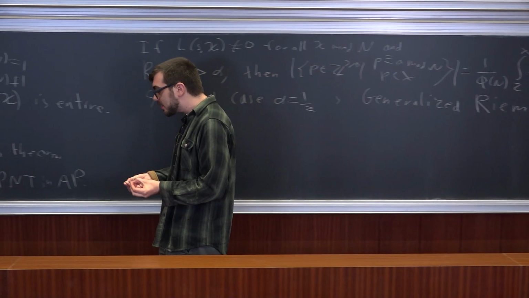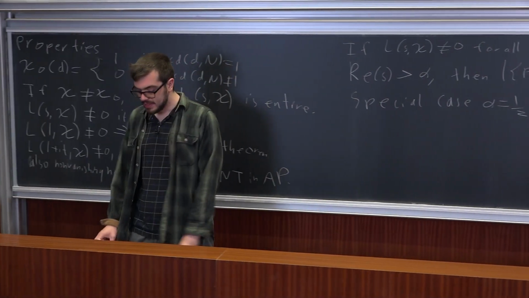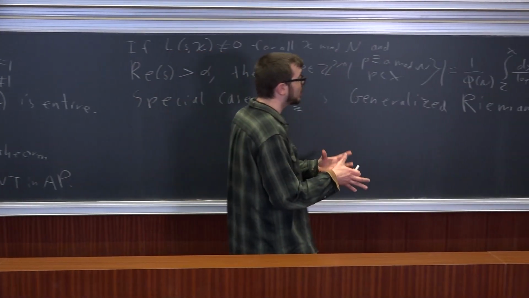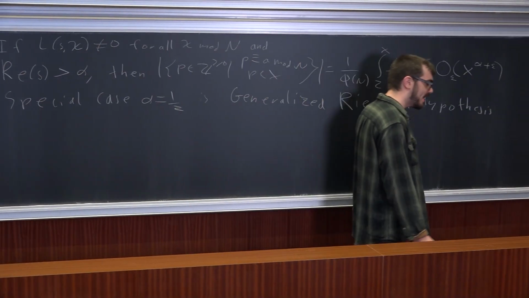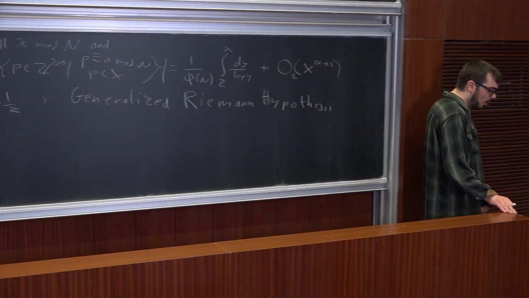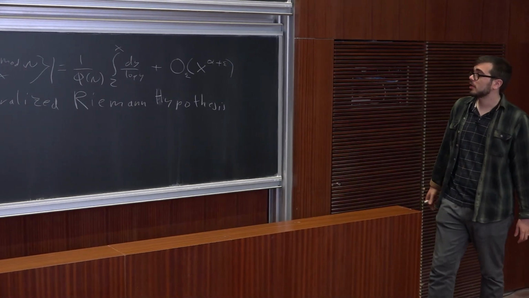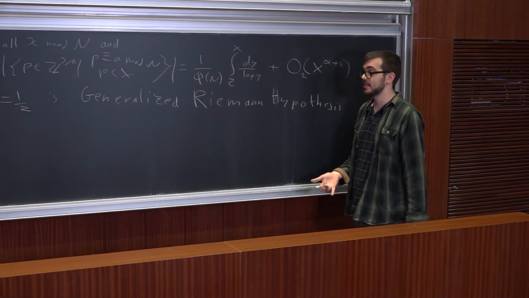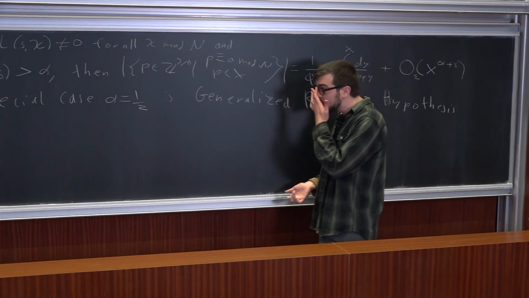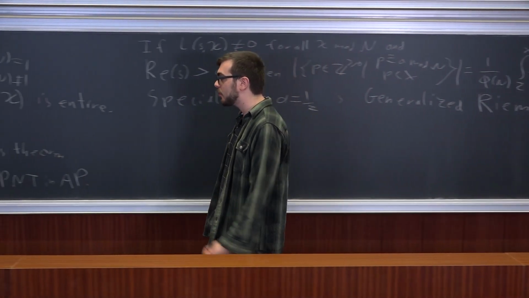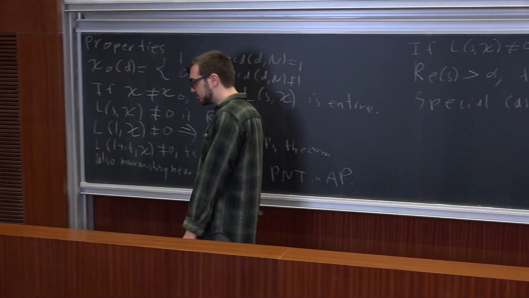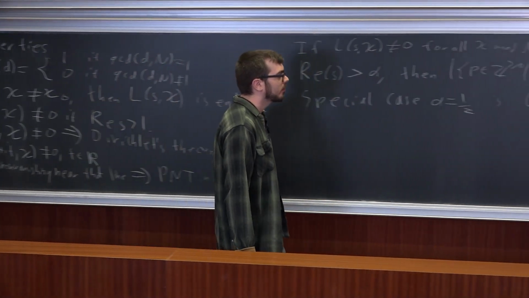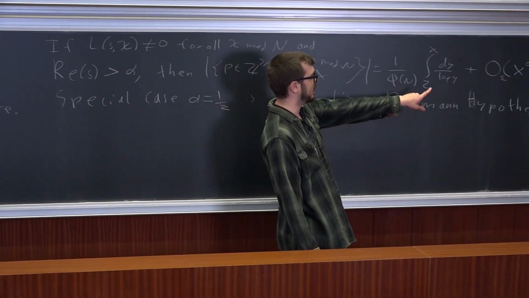If you have a random set of numbers like that, then the error in your prediction for how large the set is, the difference between the size of the set and its expected size, will always, by a central limit theorem, be roughly proportional to the square root of the expected size of the set. So you really would expect, if the primes are random, to have an error of size x to the 1/2 here.